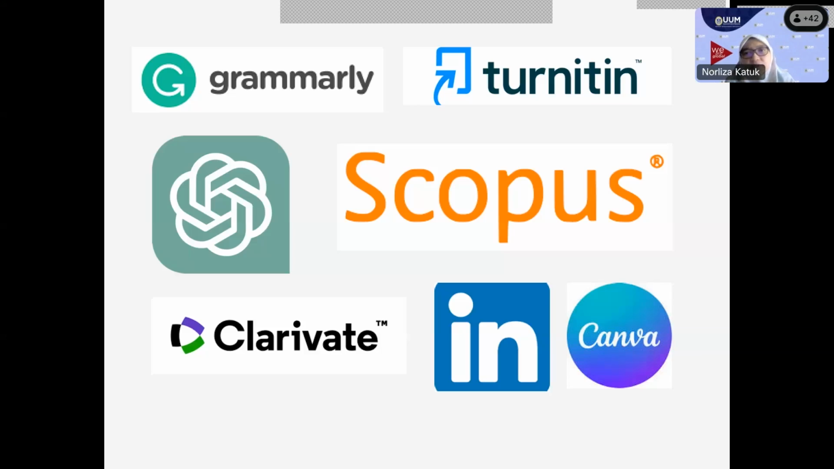I also use Turnitin to look into the originality of the content. And if you look at that logo, I use ChatGPT as well. I worked extensively with ChatGPT last year to understand the style of writing generated by ChatGPT, and now I know what style of language is generated by ChatGPT.